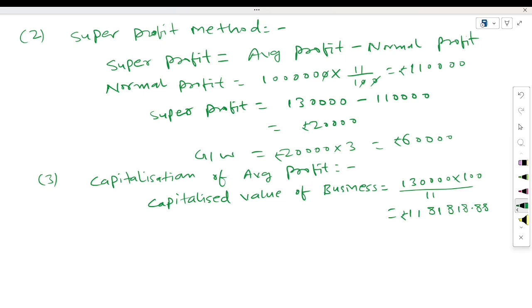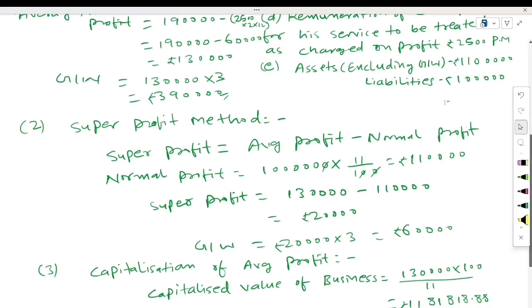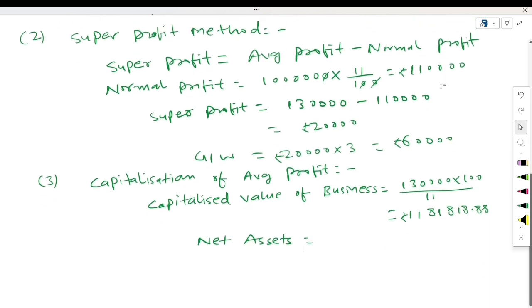Now we have to calculate the value of net asset. Net asset is equal to total asset excluding goodwill minus outside liabilities. In question, total asset is given here. How much the total asset? 11 lakh excluding goodwill minus outside liabilities 1 lakh. It means your net asset would be 11 lakh minus 1 lakh. 10 lakh would be your net asset.